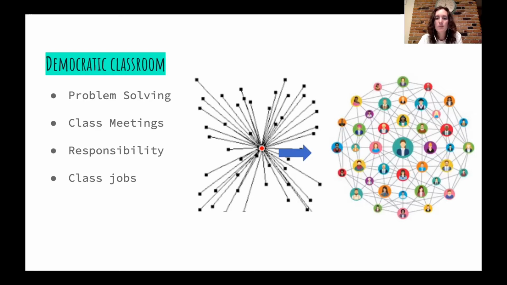And instead of me being at the center and controlling it all, in the first picture in the center section, we all work together as a community, students, everyone helping one another. A lot of the main focuses of the democratic classroom are problem solving, and we do that a lot through class meetings. Then there's responsibility, and that's through class jobs, which we are adapting in the online setting.